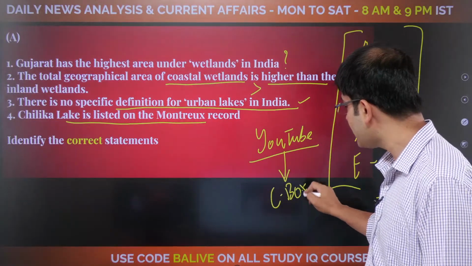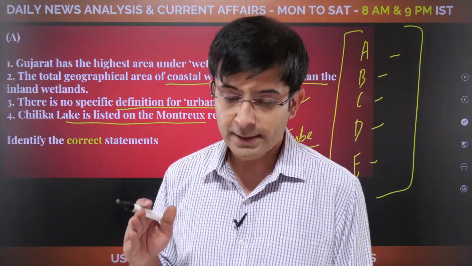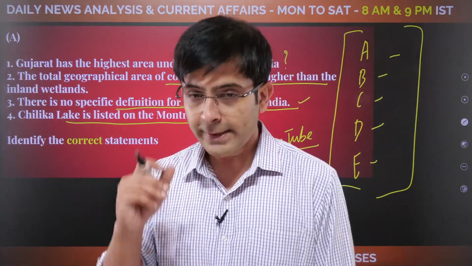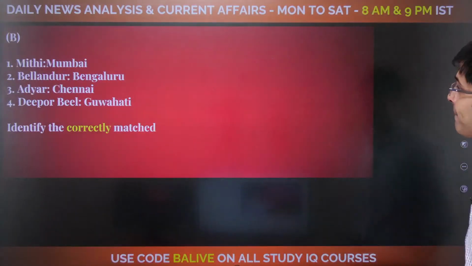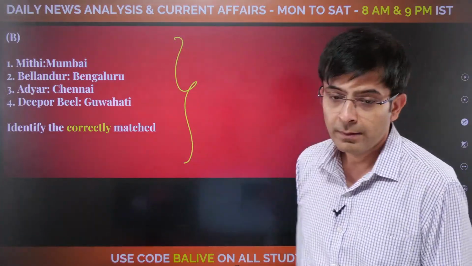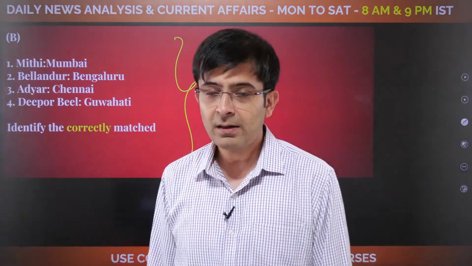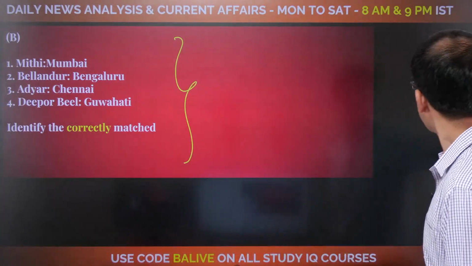The ones who answer correctly become my MCQ masters for tomorrow morning's class at 8 AM. Go ahead, create a small memory for yourself also, more than anything else. Alright. B. Correctly matched, should be easy. Mithi, Belandur, Adyar, Deepor Beel, which is where? You will tell me.